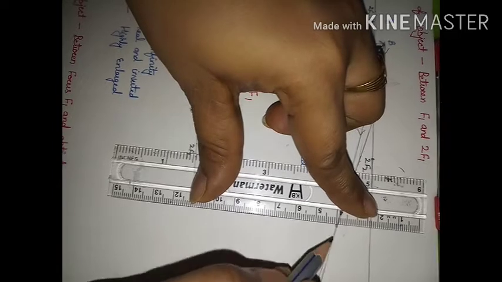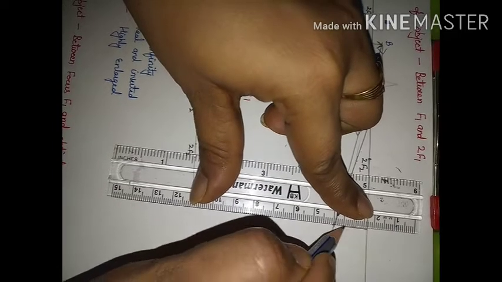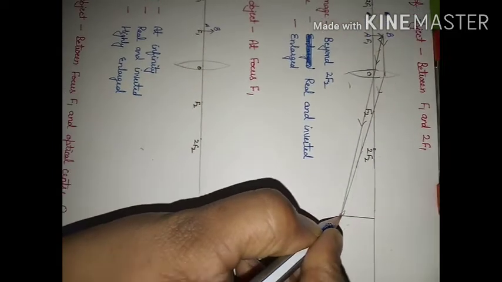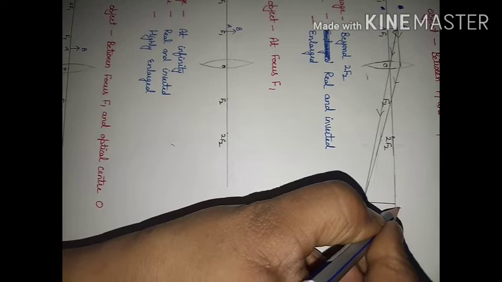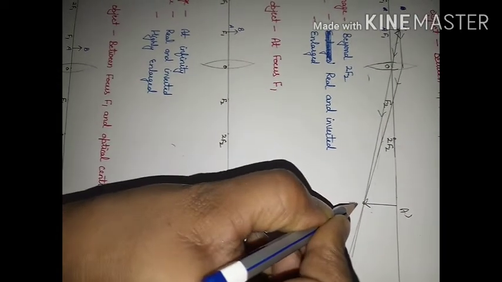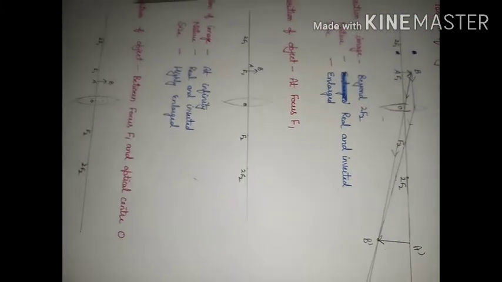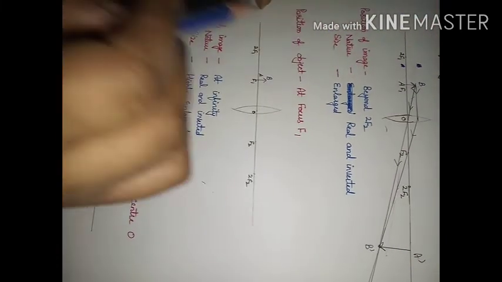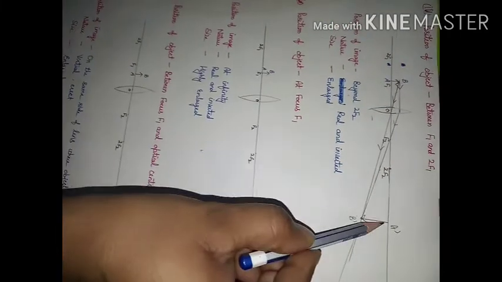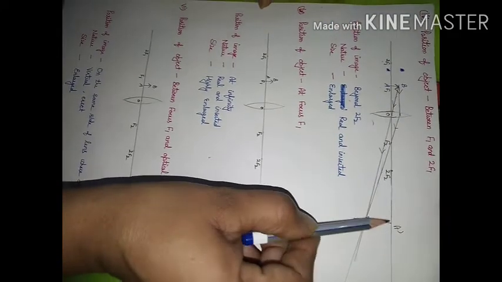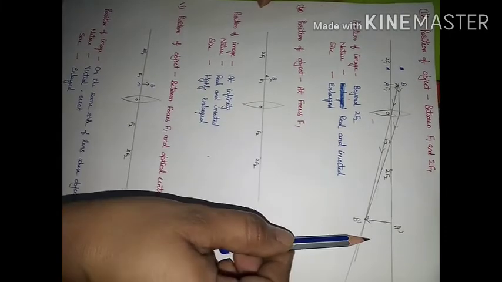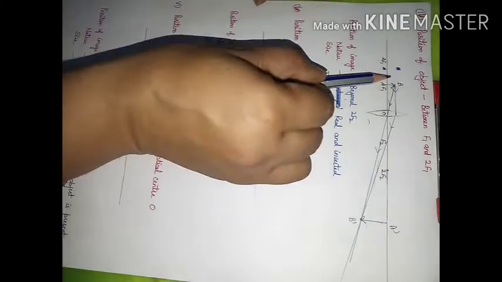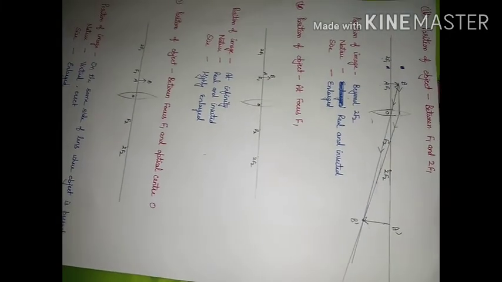So we will get image at this point. This is A dash, this will be B dash. So you can see when the object is between F1 and 2F1, position of image is going to be beyond 2F2. It is real and inverted, and size of this image will be larger than the size of the object.